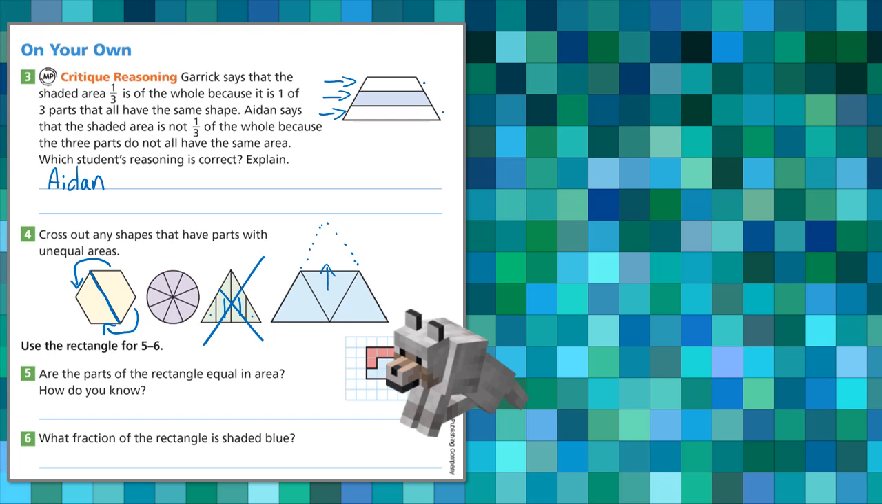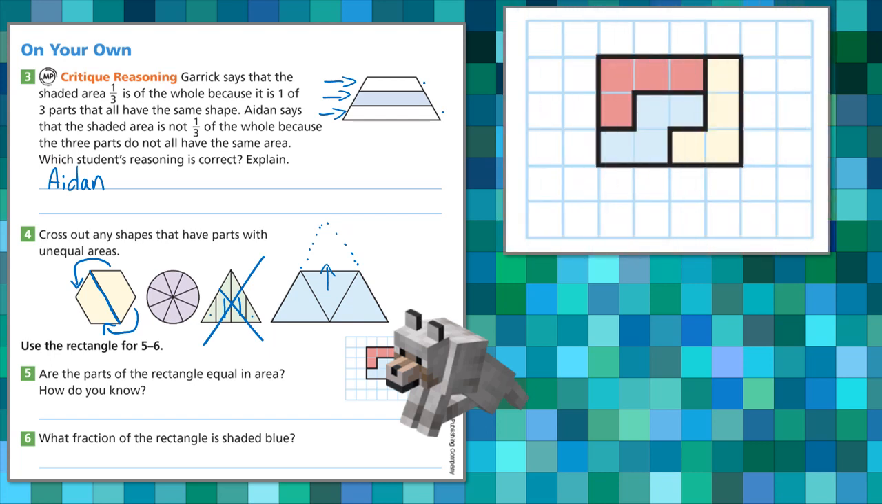Now, Tyler, you think you can help me out with number 5 and 6? Yep. Oh no, it looks like our Minecraft fox is hiding the picture. It's a wolf? Yes. Sorry about that.